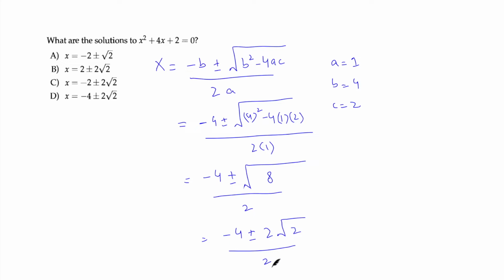And now we can divide the entire expression by 2 and our final answer should look something like this. Minus 2 plus minus square root of 2. That's our answer. Just divide this expression by 2. This is our target answer, and which is option choice A.